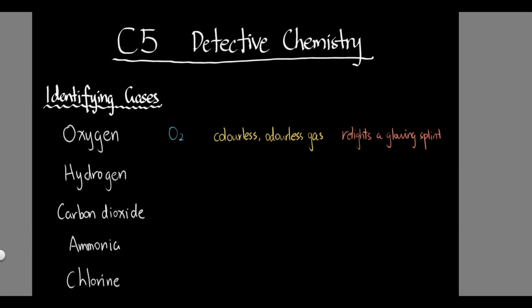So hydrogen, as we know, the chemical formula is H2. And pretty much like oxygen, hydrogen is also a colorless, odorless gas. You don't really have to say this, but it is highly flammable, so it explodes very easily. But we're not gonna put that here, as it's not a physical property, I guess.